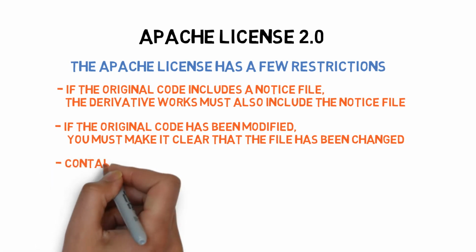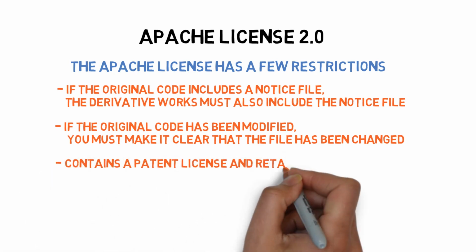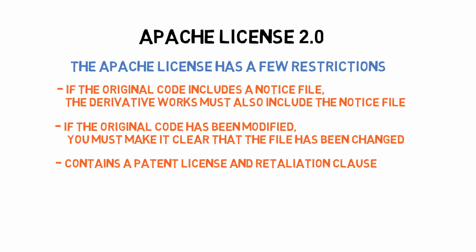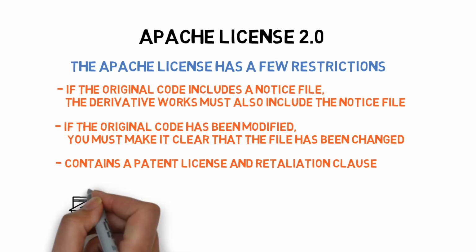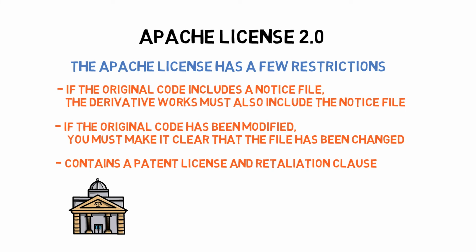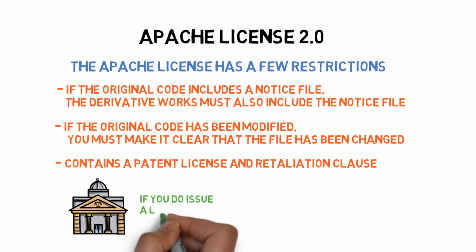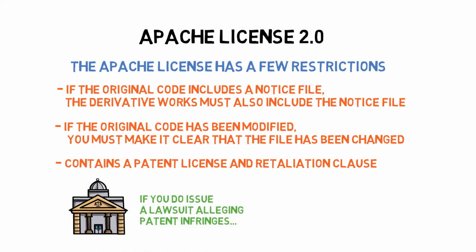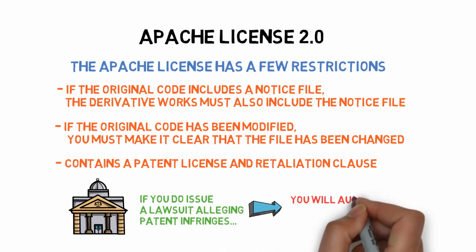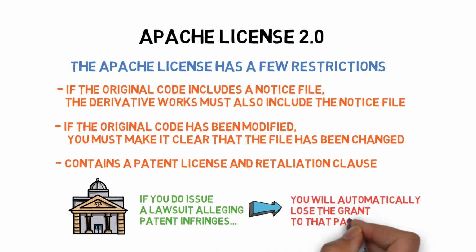The Apache license also contains a patent license and retaliation clause, which is designed to prevent potential lawsuits. To put it simply, Apache licenses allow others to use the code freely, but do not want to get involved in lawsuits for patent infringement. If you do issue a lawsuit alleging patent infringement, then you will automatically lose the grant to that patent. This is where the retaliation comes from.